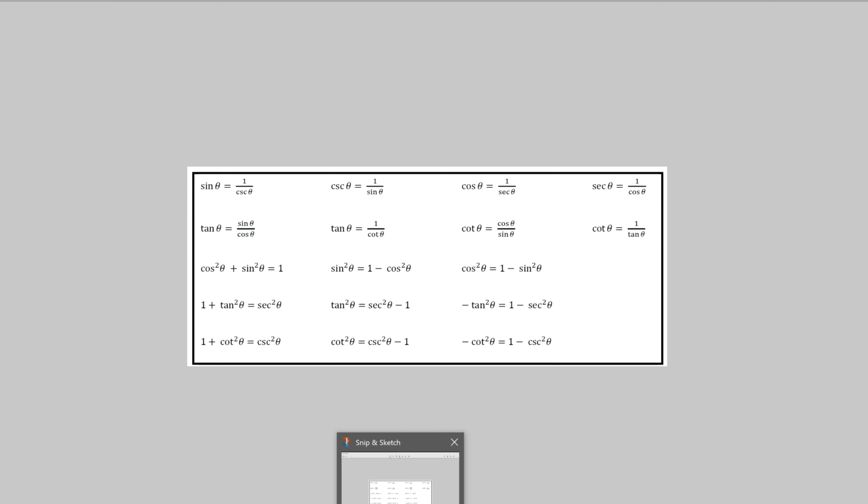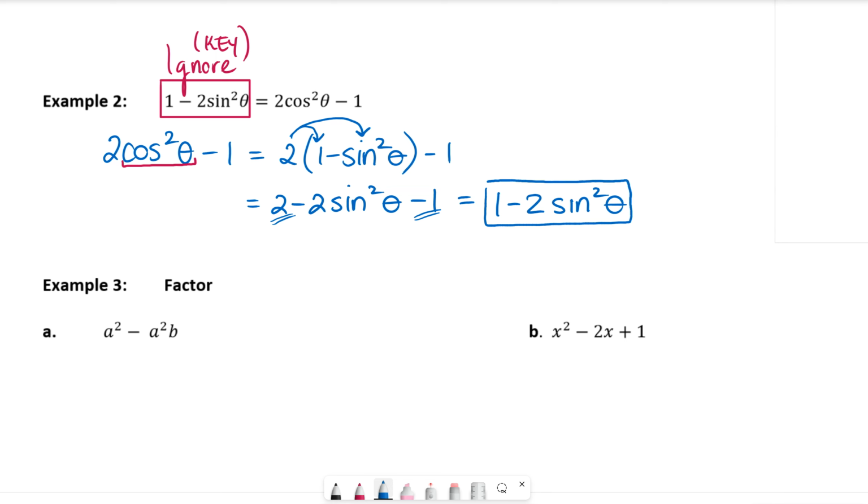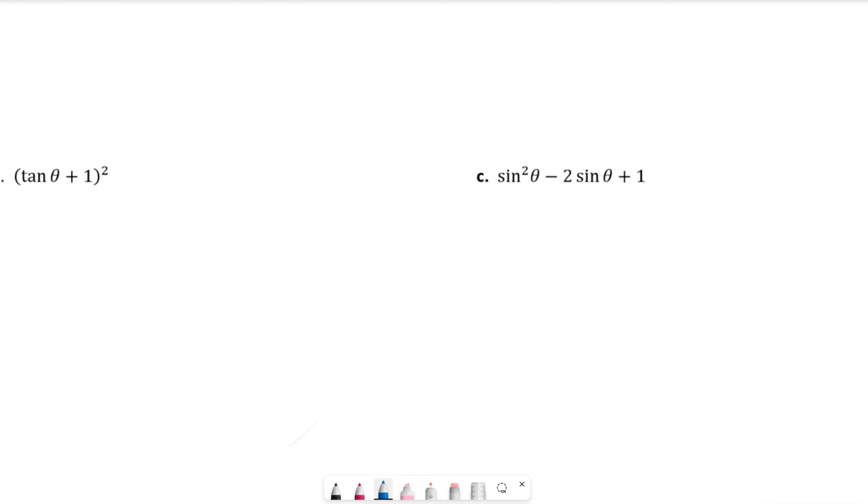And then I notice that the 2 and the negative 1 are like terms, so I can combine them to a 1, and bring over the 2 sine squared theta. This is where I am going to stop because this is what I ignored at the beginning of my problem. So check mark, I have verified it. Let's go on to the next page.